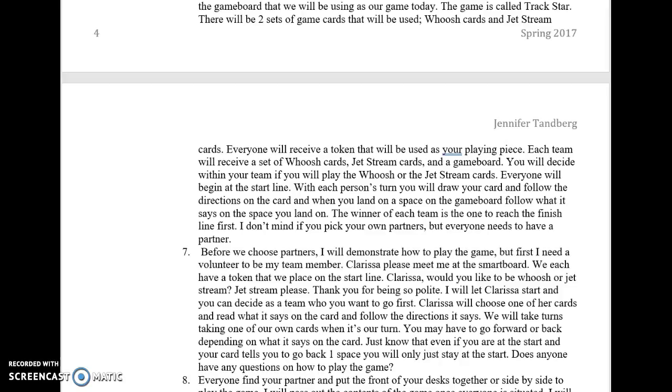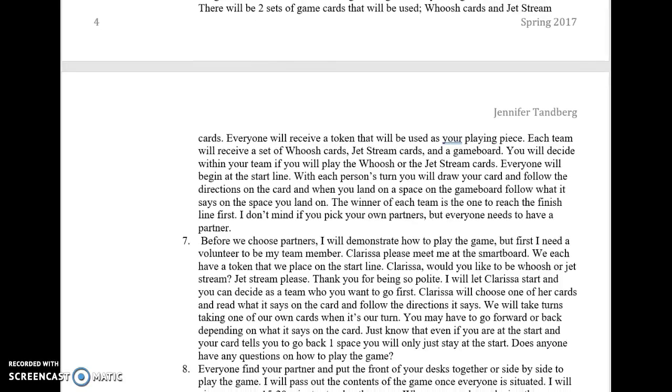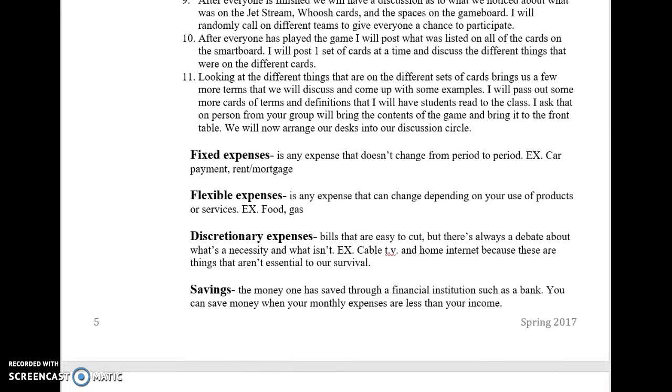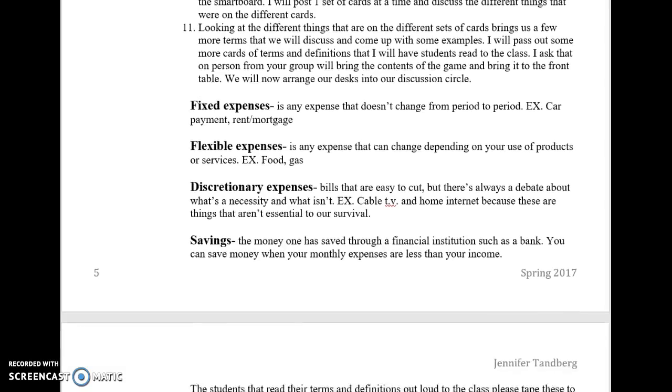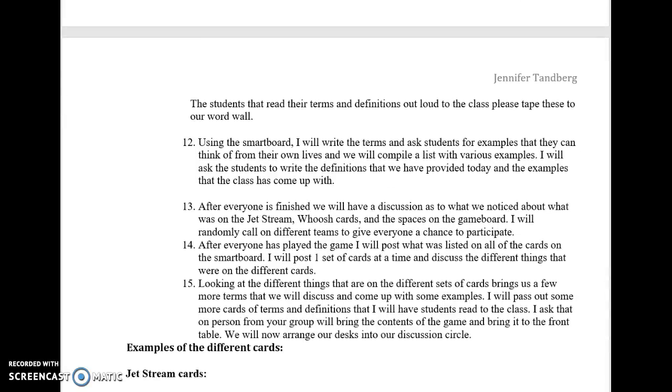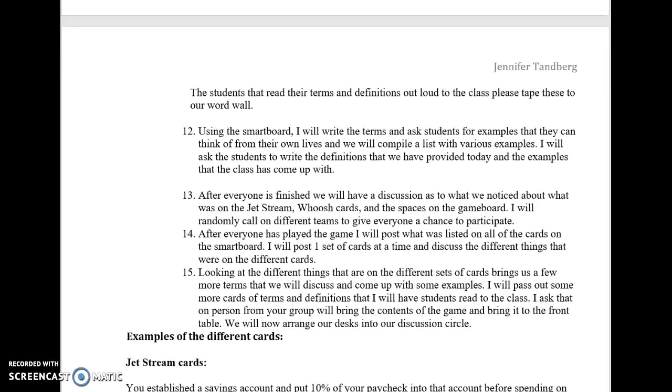And then we're going to be playing a game. So we're going to choose partners, 2 people in a group, and then I will go over how to play the game that has to do with budgets. Then we're going to be going through some more terms with the definitions. And then we put these terms and their definitions on our word wall. And then on the smartboard, we're going to ask for some more examples so we can have a list.